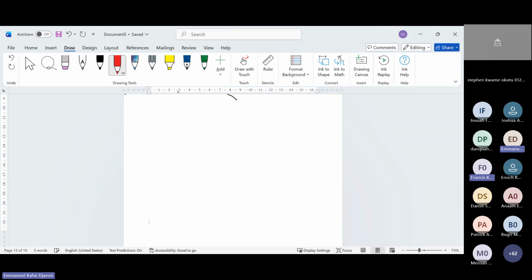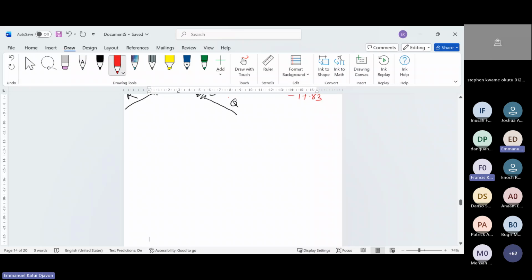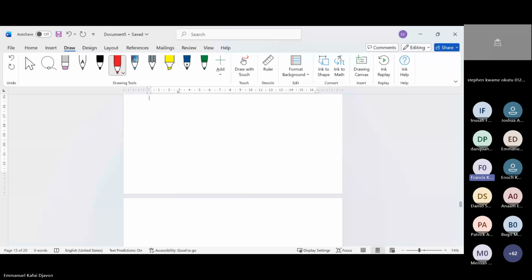We are now going to look at delta to star. We've considered the star to delta. Now, delta to star transformation.